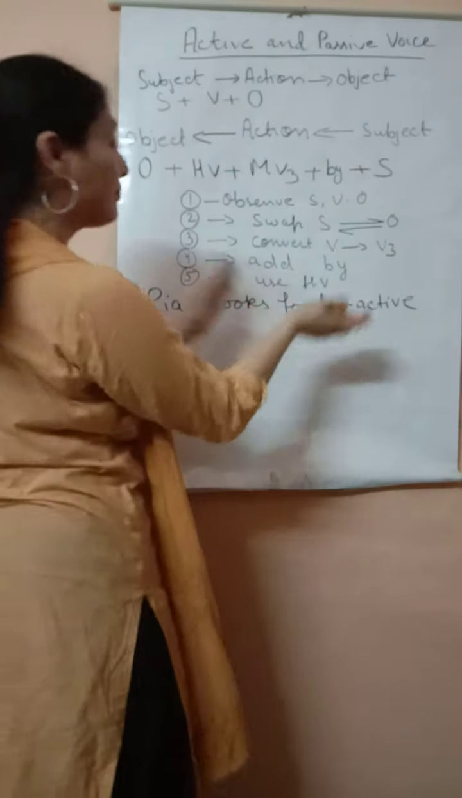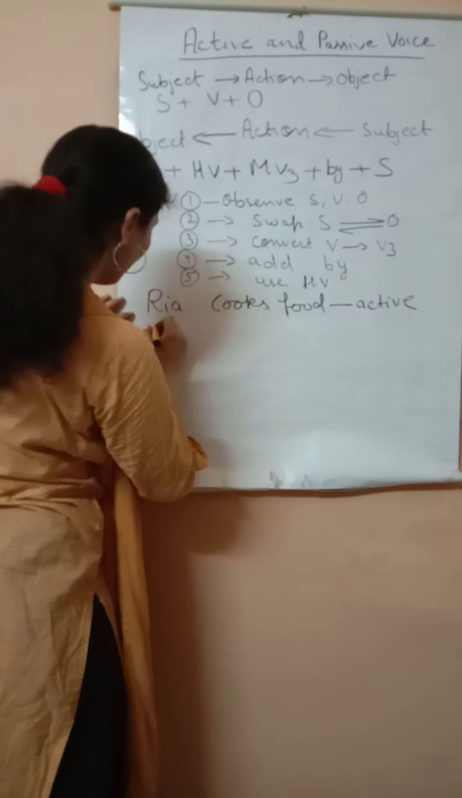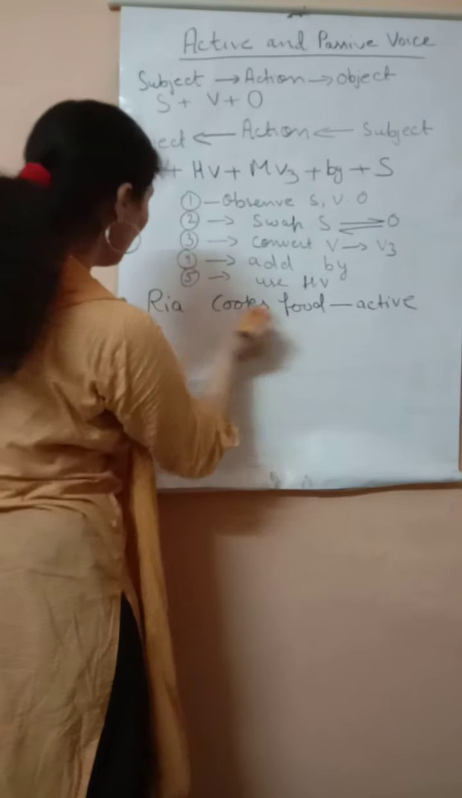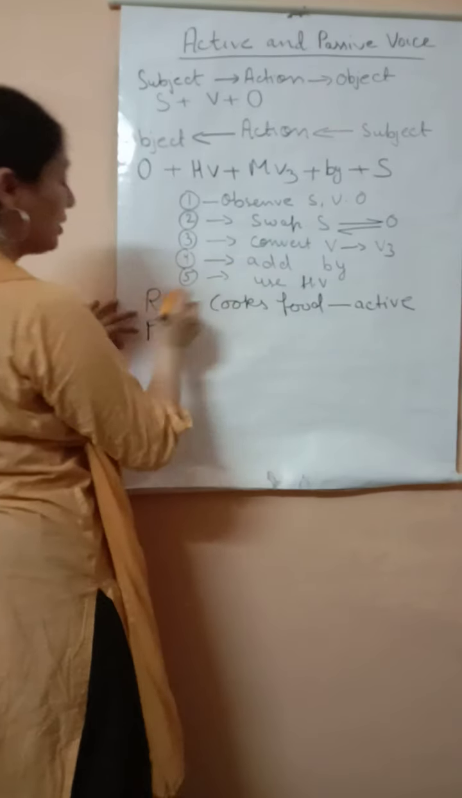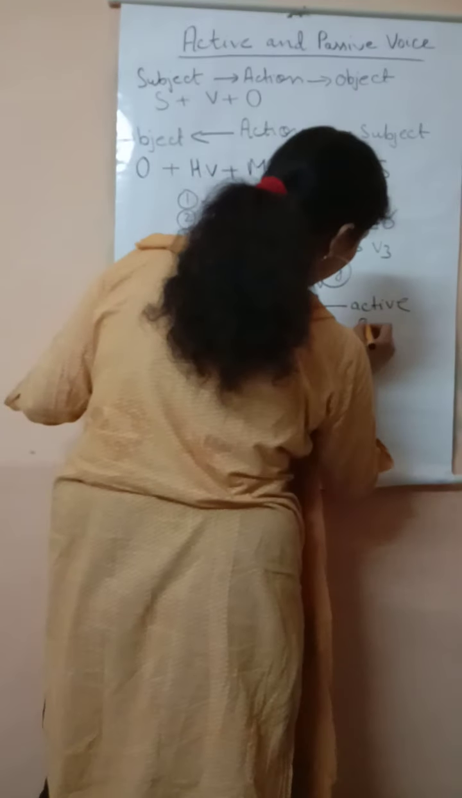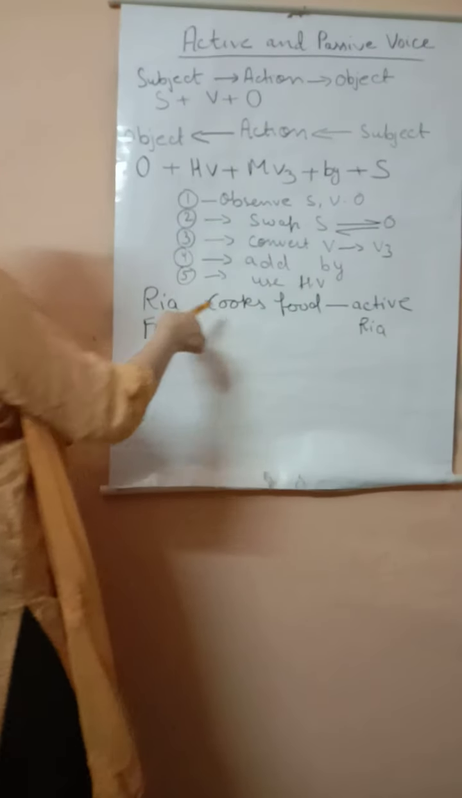Firstly, we have to swap the subject from object and object to subject. So what is my object? Food. Here I write food. And Ria will go in last. What is your verb? Cooks.